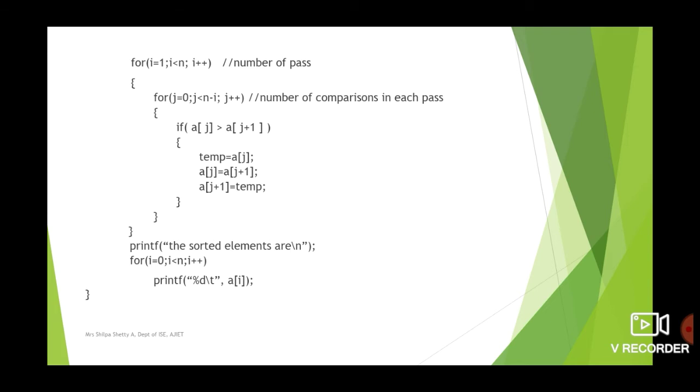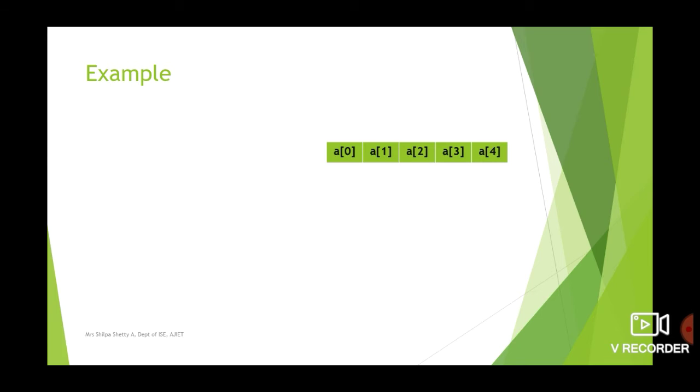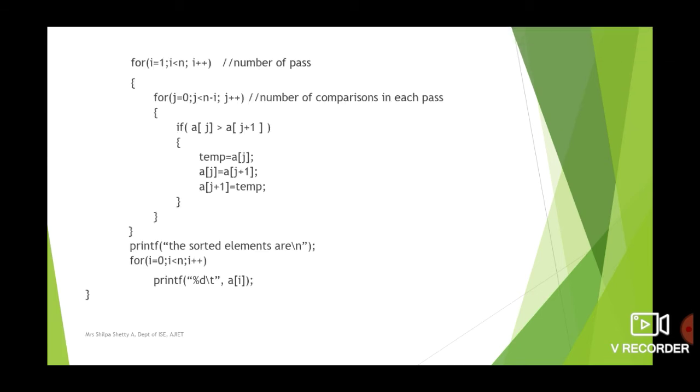So generally the number of passes in any array will be one less than the size of the array. That is, if the size of the array is 5, then there will be 4 passes. That means in the first pass there will be 4 comparisons, as I told you, 1 with 2, 2 with 3, 3 with 4 and 4 with 5.